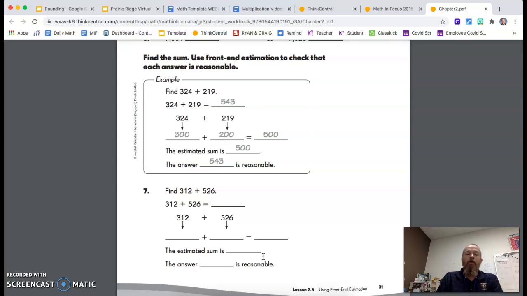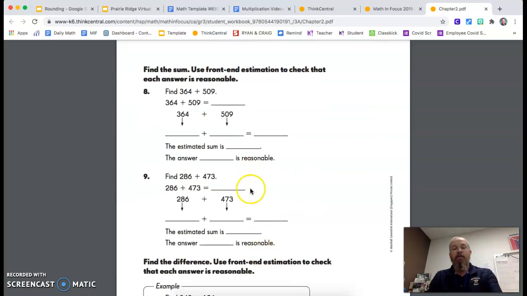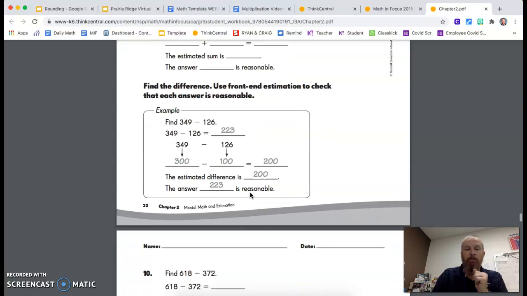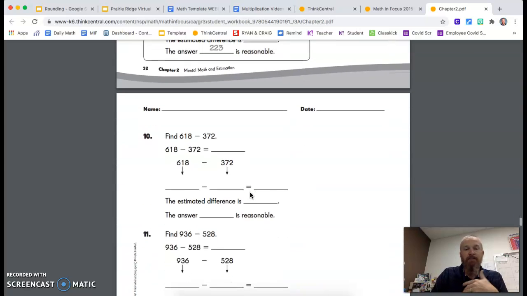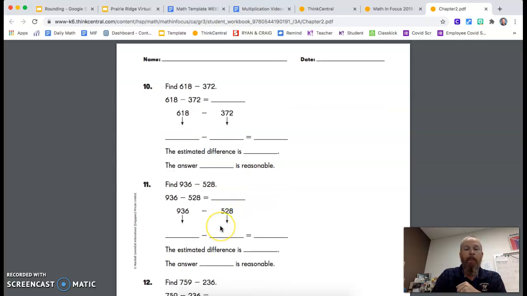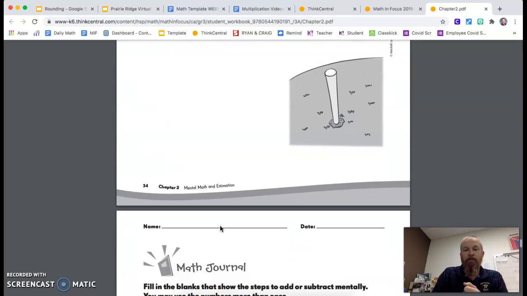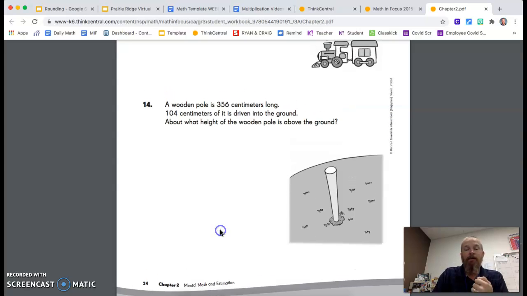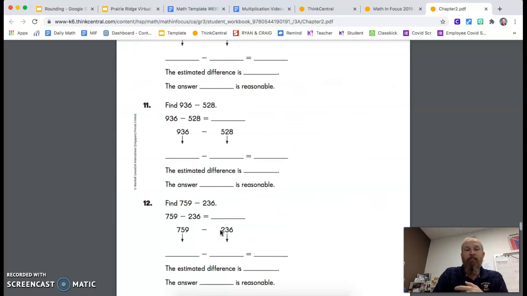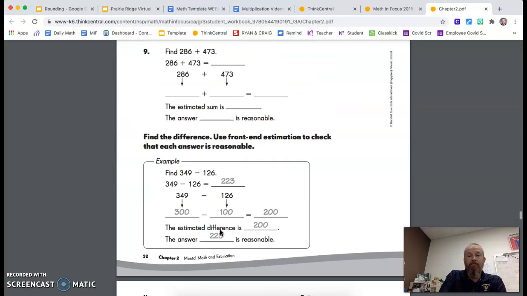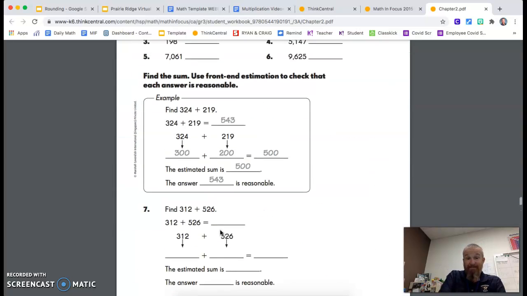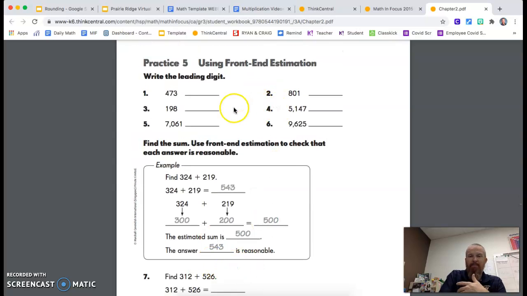All right, I hope that helps you out learning front-end estimation. Not too bad. Just look at that first digit, and I think you got it, okay? I'll go through here so you can see some of the other work. The subtraction is basically the same thing, still using that leading digit. Here's 11, 12, 13 and 14, and that's it. So there's 2 problems on that page, 3 there, 2 here, 1 here, and then 6 of them you write a number.